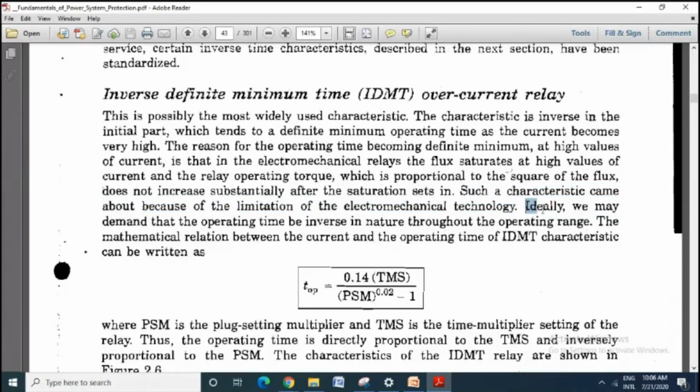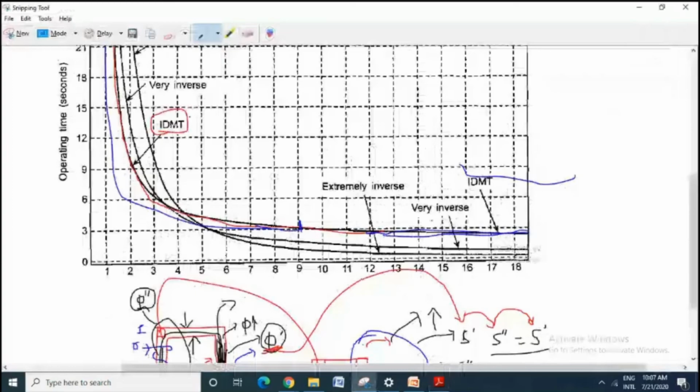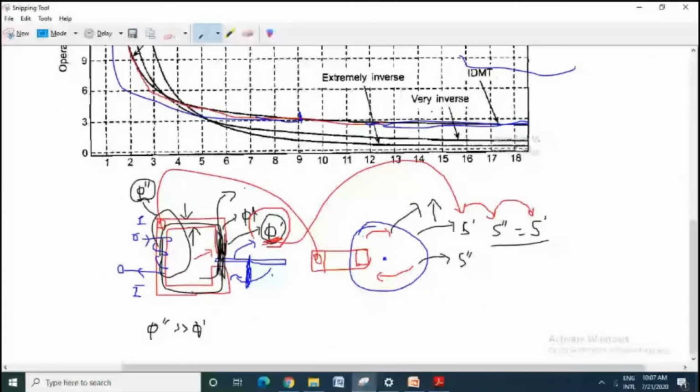Next, what it is saying is that ideally we may demand the operating time to be inverse in nature throughout the operating range. See what it is saying: this particular characteristic, the definite minimum time kind of characteristic, does come into the picture. Why does this happen? Because we have this limitation. What is the limitation? That is the saturation point, and that's why this graph gets flattened over here at the end points, where the current gets high.